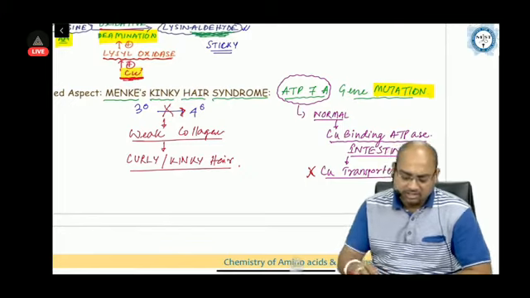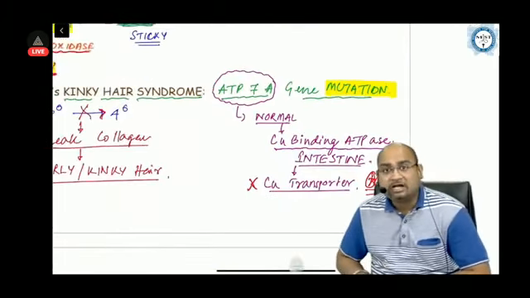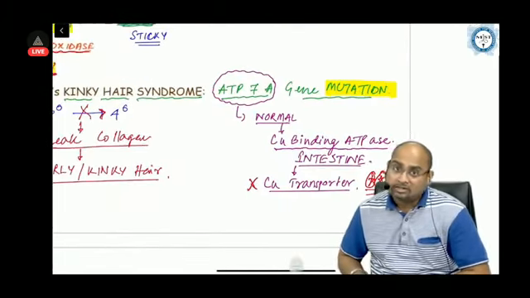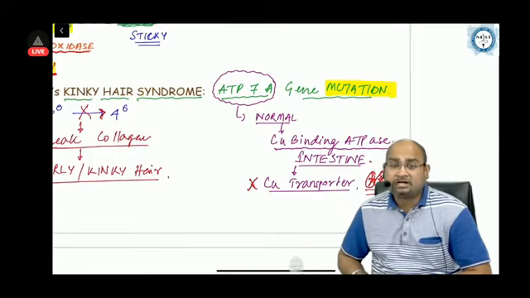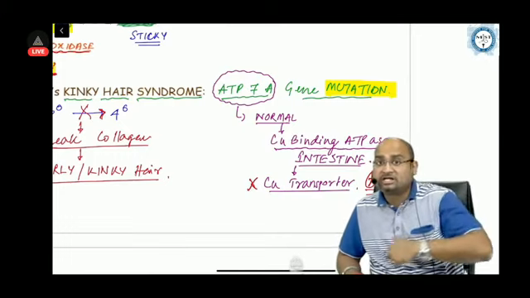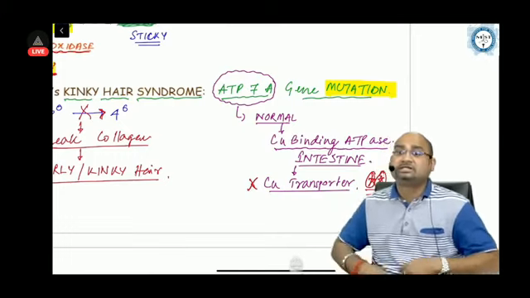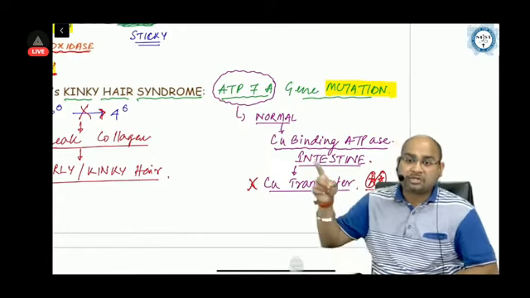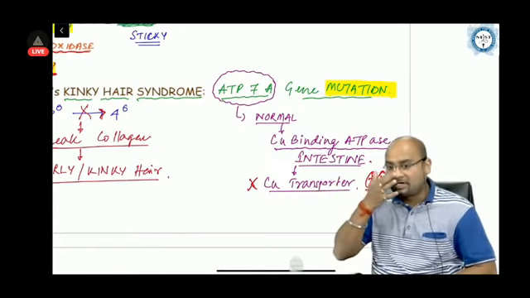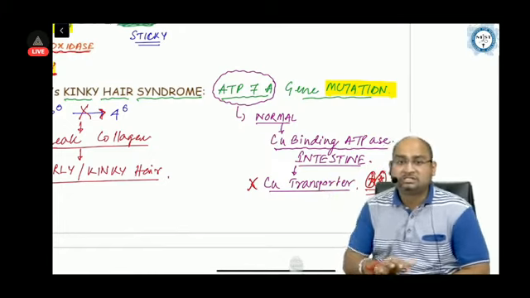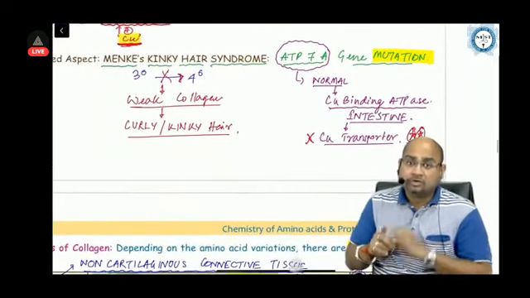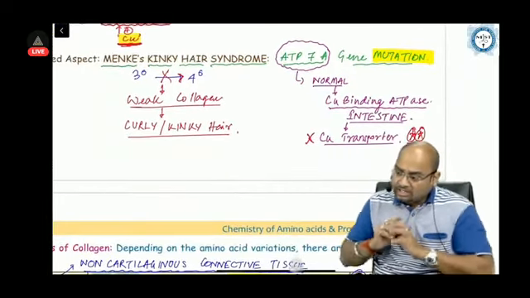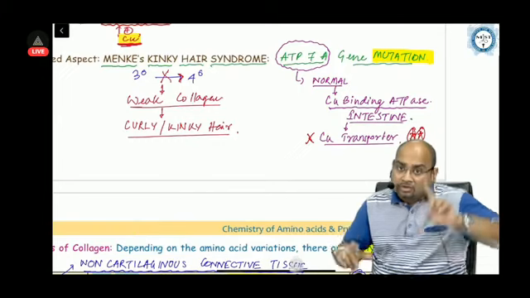ATP7A gene mutation. Here also the name is copper-binding ATPase, but ATP7B is also a copper-binding ATPase. Its location was the liver and hepatobiliary tree. Here this is in our intestine, for absorption of copper. So copper transporter deficiency will be seen in Menkes kinky hair syndrome. Wilson disease and Menkes kinky hair syndrome are totally different.